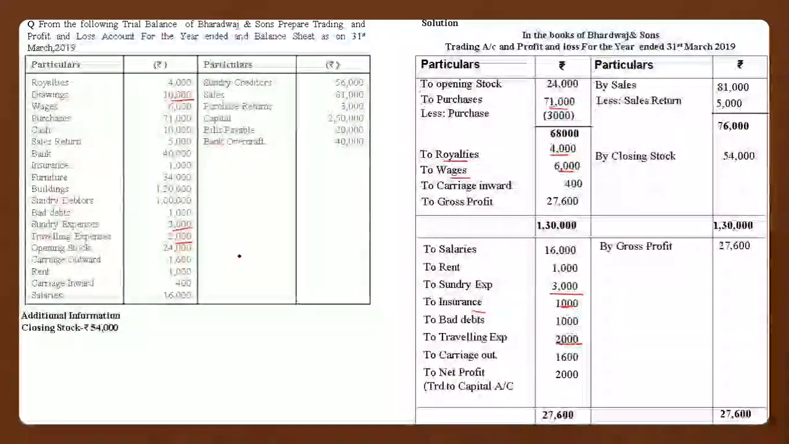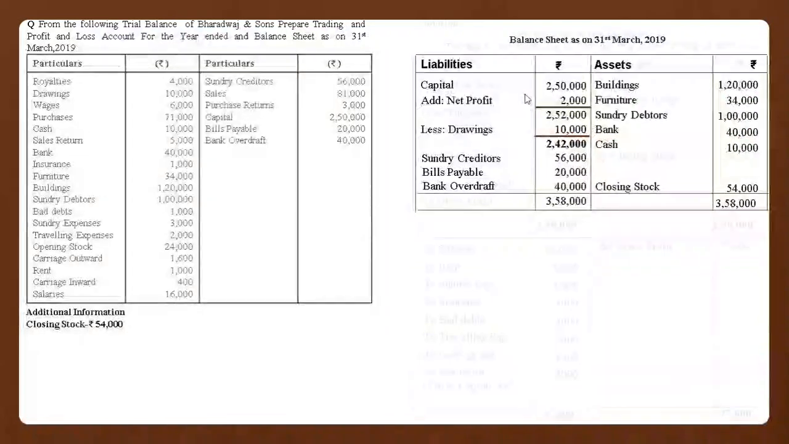Next one is opening stock. Opening stock is the first item, students. First item hota hai in trading account. So to opening stock 24,000 is given. So you have to write 24,000 rupees.